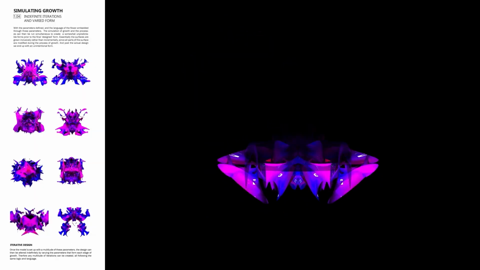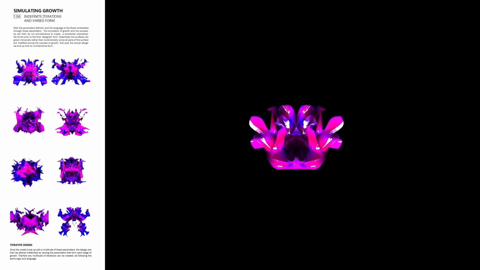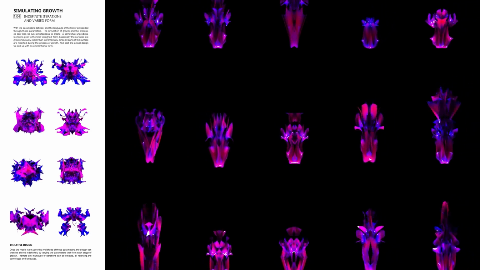Through rigging the process of growth procedurally, with the parameters defined and the language of the flower embedded through those parameters, the simulation of growth and the process can then be run simultaneously to create any number of variations of the form through altering the parameters.